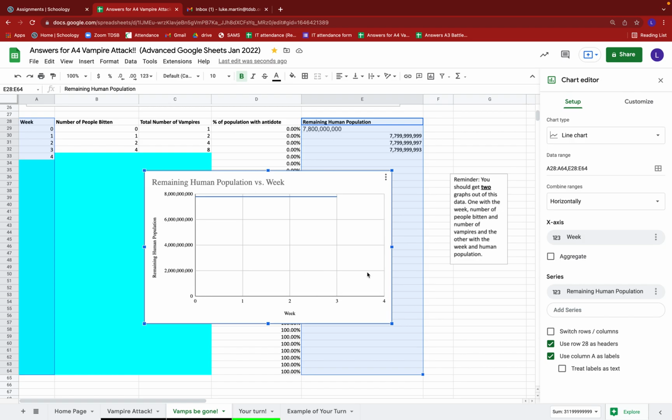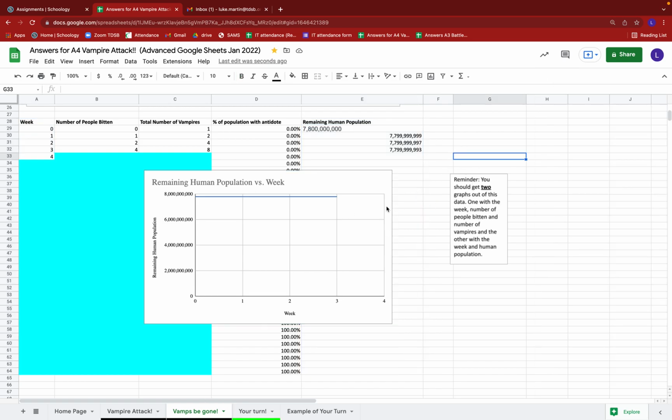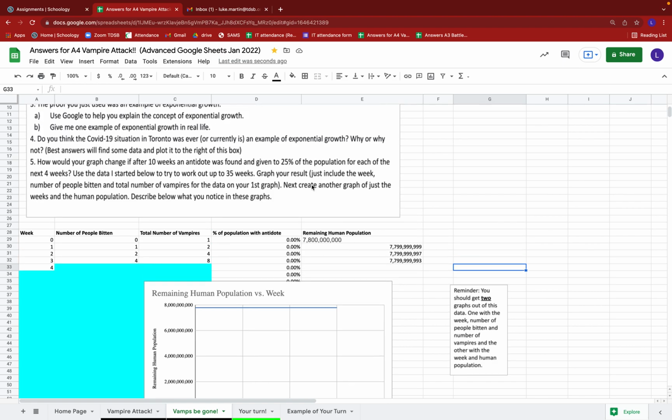With all of your graphs in this assignment, don't forget, you'll always get more points if you give it a good title and you label your axes. So the week and the population over here. It looks like the computer's already done that for us, which is super nice of the computer. That is basically the end of the assignment. You should have one graph on the other page for vampire attack, and you should have two graphs on this page, one that just shows the human population and one that shows the other data.